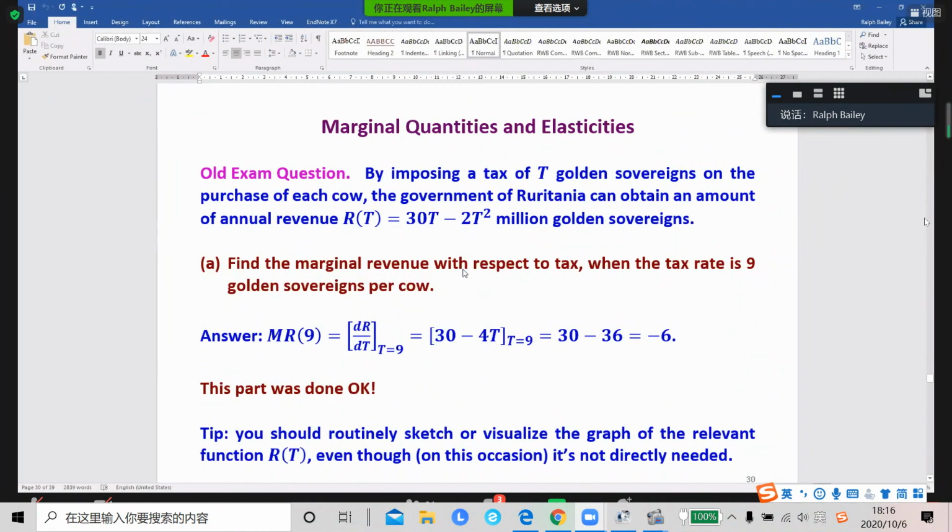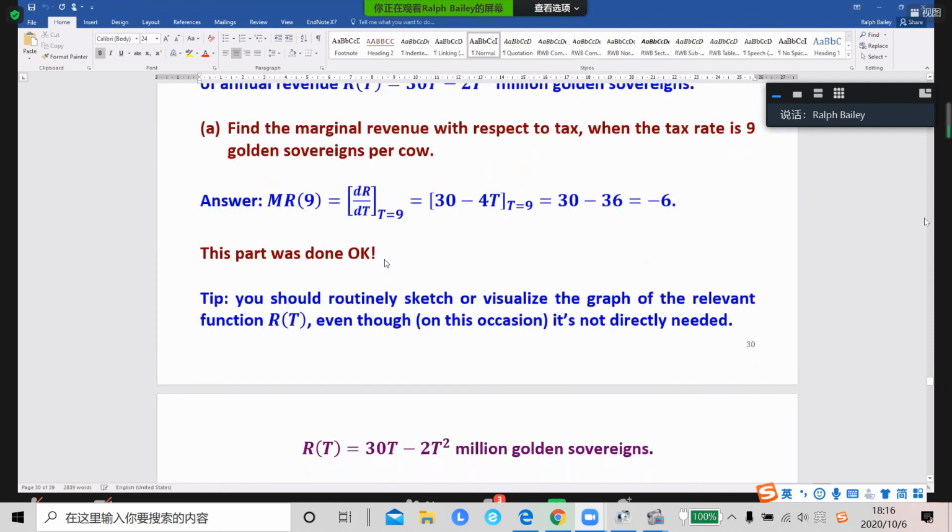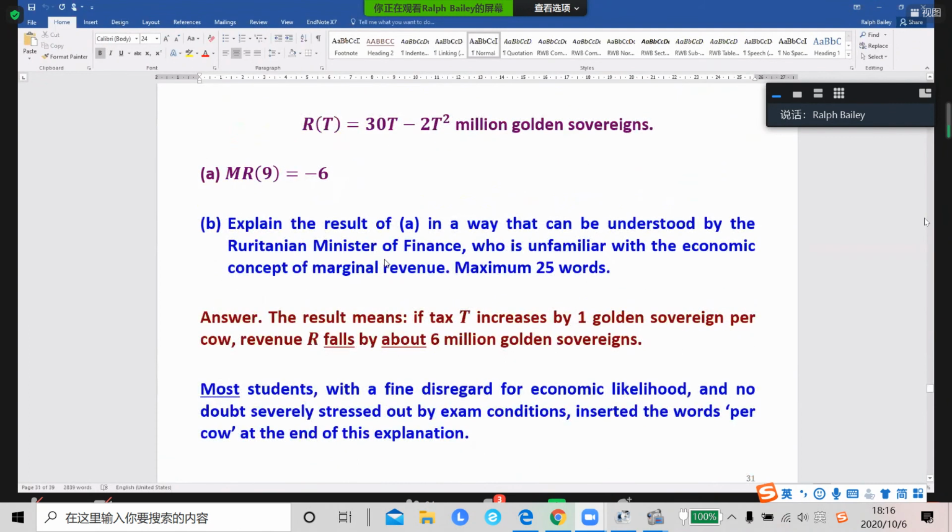Second part is to interpret what you've done. You've got minus 6, but what does it mean? The Ministry of Finance has hired you. He or she is staring at you vacantly. You now have to earn your money by expressing that in a way they can understand.